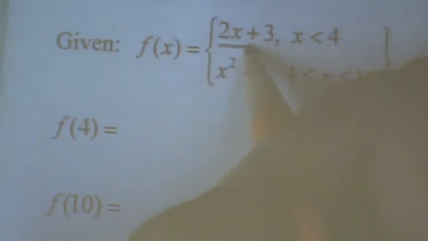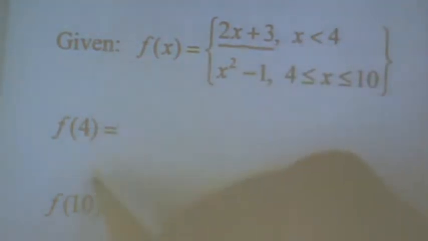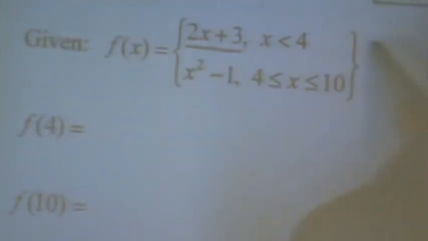Next, these are called piecewise functions. So this is how you read it. It says f of x equals, and there are 2 different functions here. One is 2x plus 3. You only use this function if the x value that you're evaluating is a number less than 4. So if the number is less than 4, look at a number line, if it's 4 or less, you use the top function.